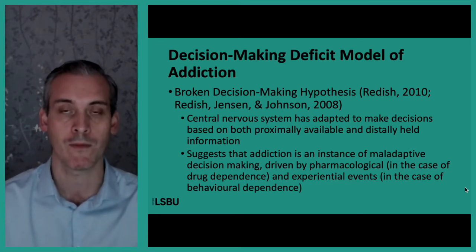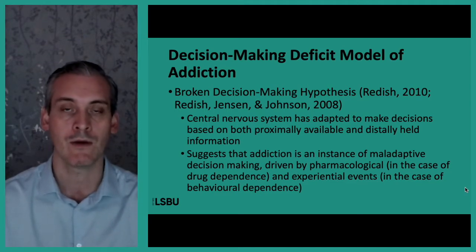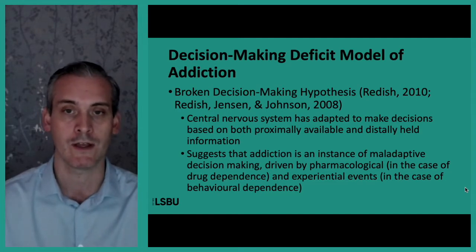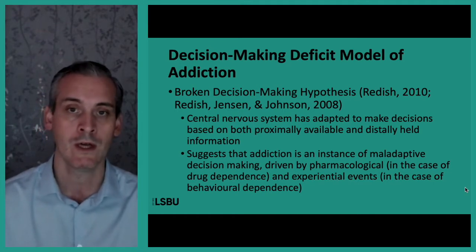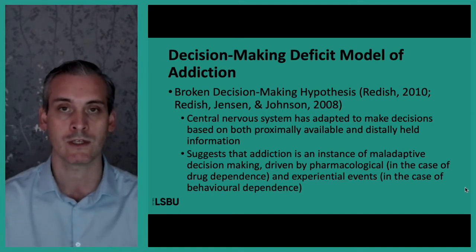By proximal information, we mean information which is close to us, here and now. So it could be the way that you're currently feeling, it could be the situation that you currently find yourself in, that kind of immediate, close information. But we also make decisions on the basis of distally held information. For example, knowledge of the long-term consequences of actions that we may choose to take now.